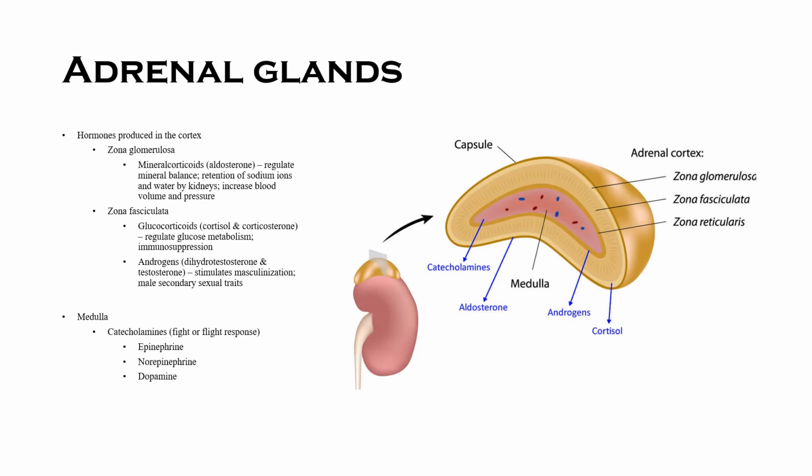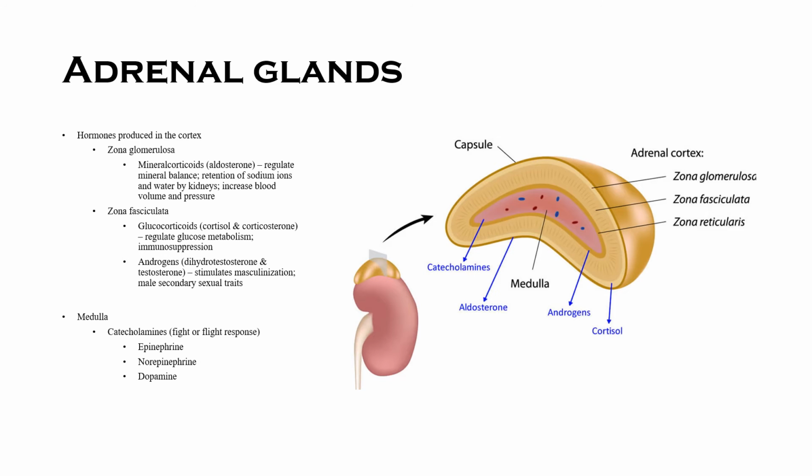So hormones produced in the cortex, starting with your zona glomerulosa, is aldosterone, and aldosterone regulates mineral balance, such as the retention of sodium ions and water by the kidneys. This, of course, in turn increases blood volume and pressure. The zona fasciculata produces glucocorticoids, which are your stress hormones, such as cortisol. And stress hormones basically regulate glucose metabolism, and they can also be involved in immunosuppression.